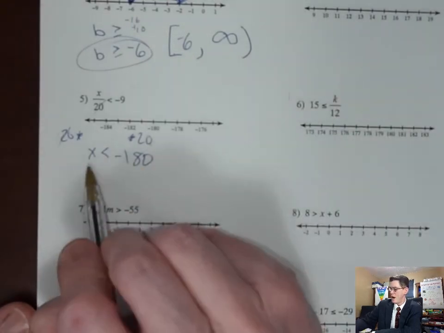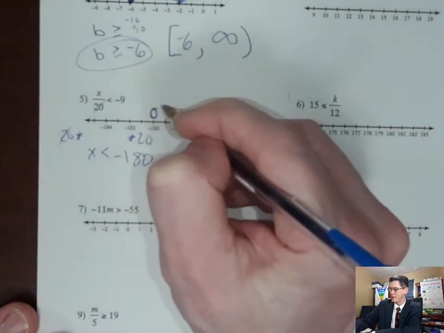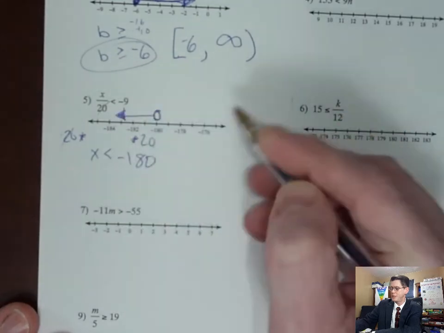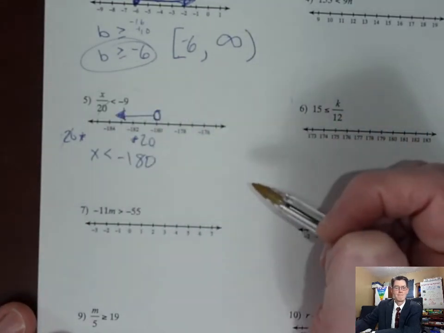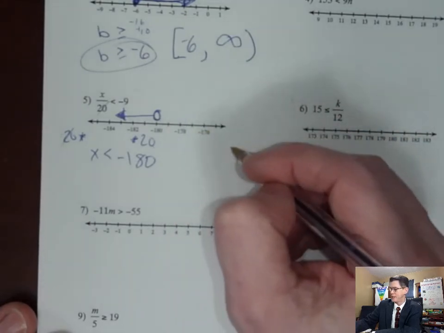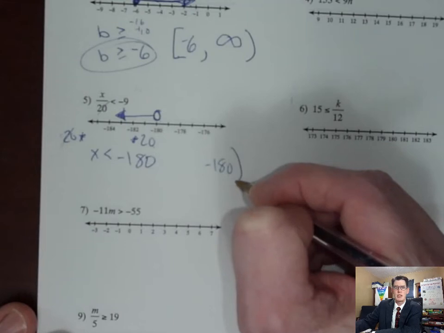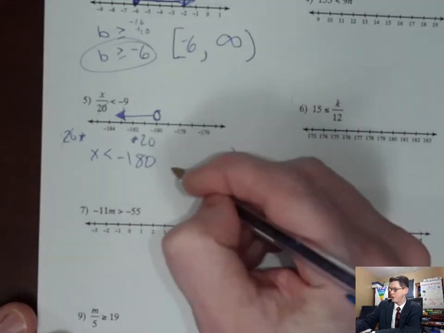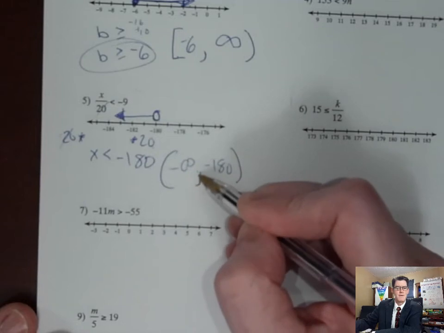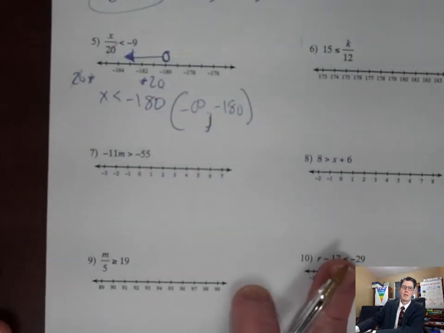And graph it. All the numbers less than that number, not including it. There's no equal to down here. Part 1 of the answer, part 2 of the answer, and then the biggest number over here is negative 180 that we never reach. The smallest number that it goes to is negative infinity that we never reach, and we shade in the number line everything in between. There we go.